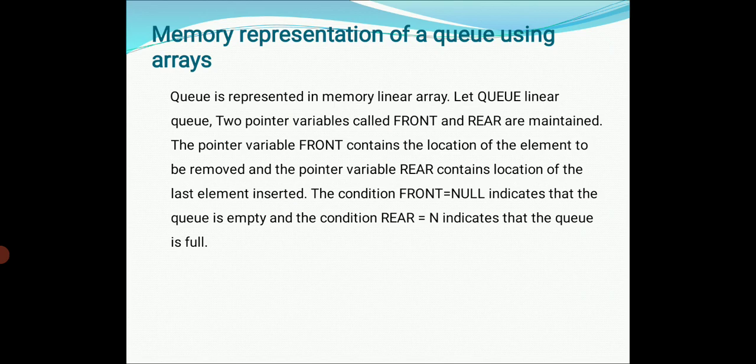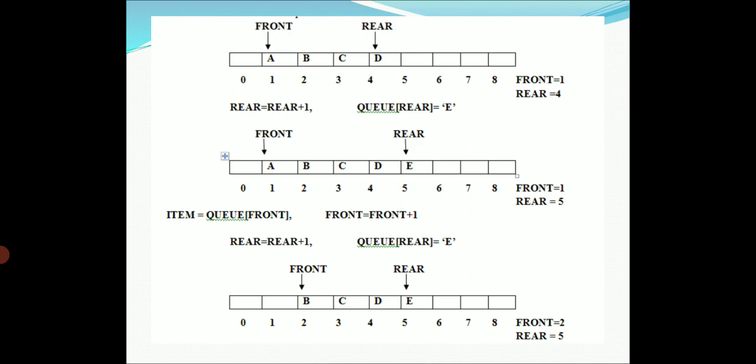Here also there are two conditions. The first condition is front == null. It indicates whether the queue is empty or not. And the second condition is rear == n. It indicates whether the queue is full or not, that is, overflow or not. So this is a diagrammatic representation of the memory representation using arrays.